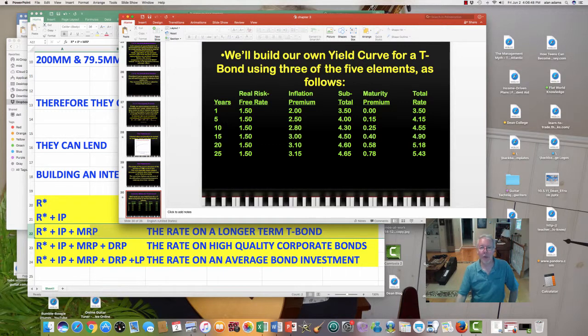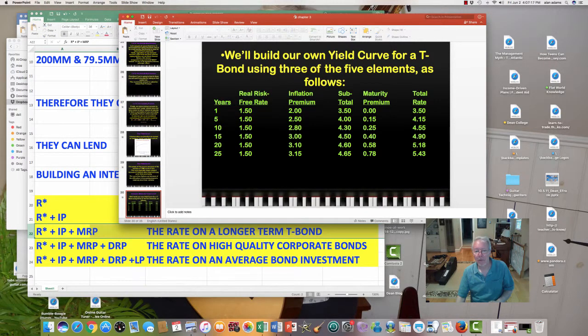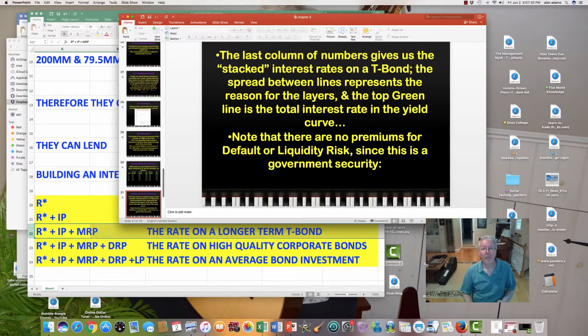So the total rate I'm going to put in my curve, you see in the far right column here. Again, these are all my numbers. Notice they all start with the same real risk-free rate. So they contain that, they contain inflation, they contain a maturity premium. Only three. That's the rate on a long-term T-bond. There is no DRP, there is no LP. We're sticking with line 22 here. Let me save that for you. Don't want to lose that. All right, to the next slide.